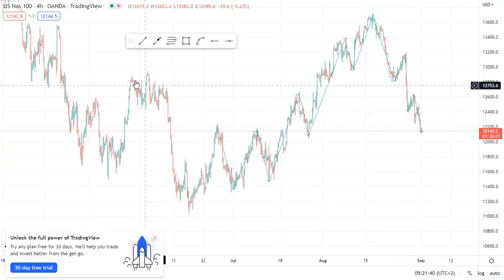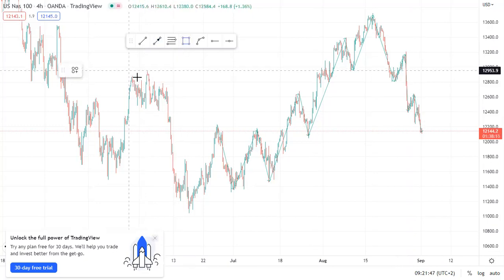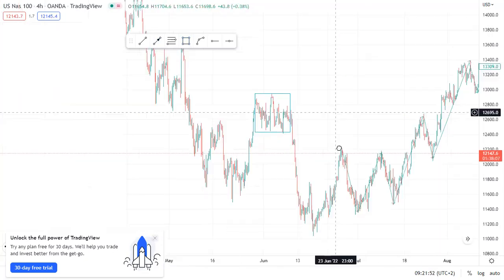Now consolidation. Consolidation is where you can see that there are no successive higher highs and higher lows. So ranges can best be spotted with rectangles. I like spotting my ranges like that. I know that, okay, that's a range.